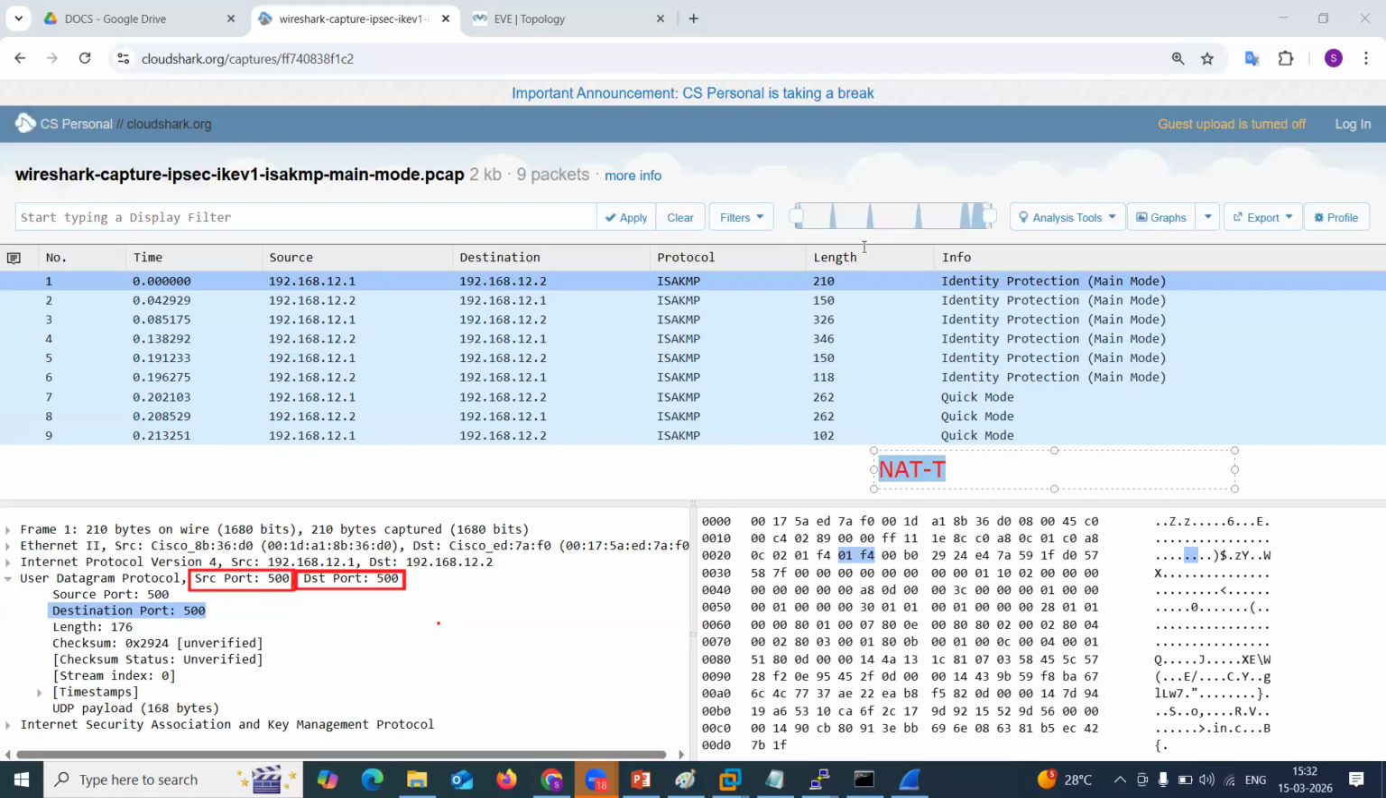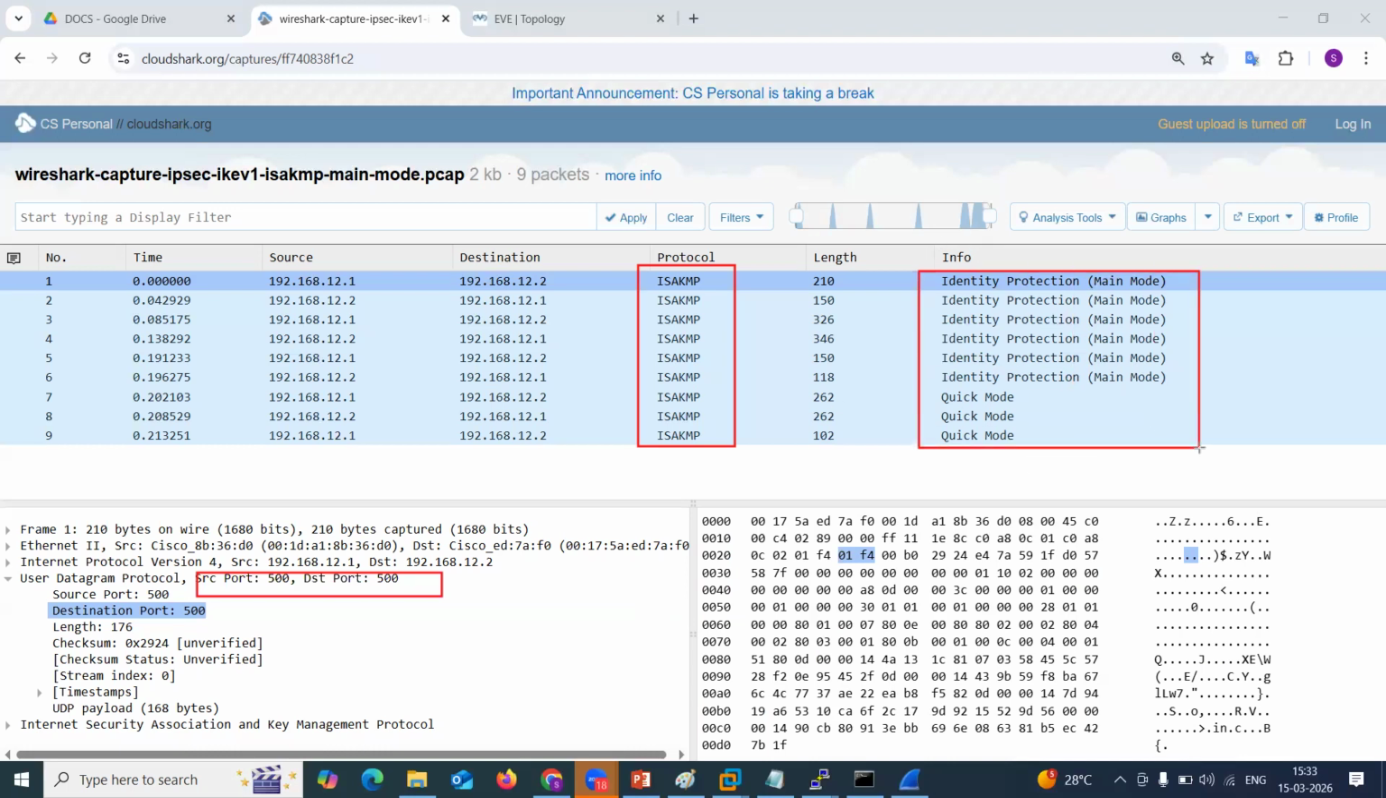Okay, so slowly you'll understand all this stuff. Guys, regarding ISAKMP, ISAKMP is used to carry entire information of your phase 1 and phase 2 tunnel. And ISAKMP works with UDP port number 500 for source and destination. Main mode and quick mode both come under IPsec. All these points, am I clear to all of you?